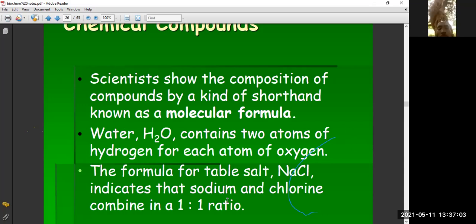Okay, so we proceed. So the formula for table salt. Here we have sodium and chlorine, which is sodium chloride. So sodium chlorine indicates that sodium and chlorine combine in a 1-to-1 ratio. Sodium and chlorine. We don't have atoms like two atoms.